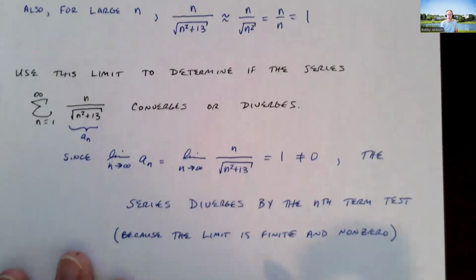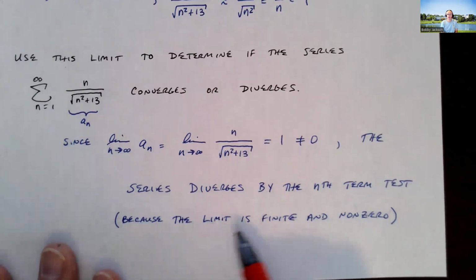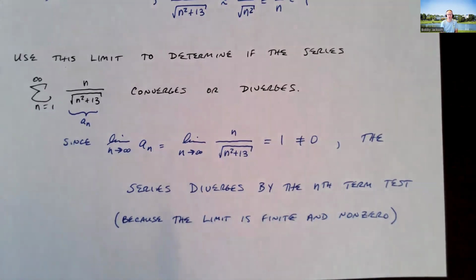a finite sum. This one's multiple choice, I think, you can achieve. Series diverges by the nth term test, and it is because the limit is finite and non-zero is the one you want to choose. Now, got to be careful with this.